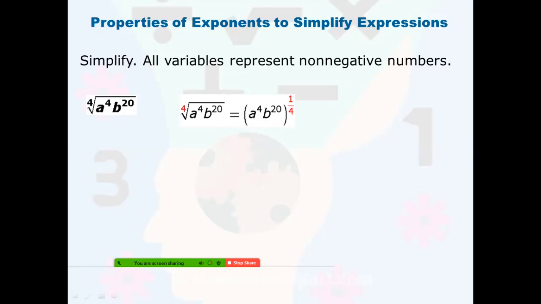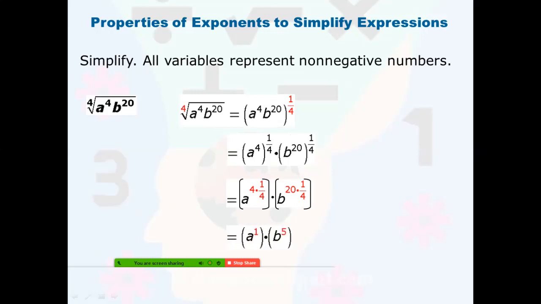So a to the power of 4 multiplied by 1 over 4. We can do this mentally as well. 4 ones are 4, you just multiply the numerator. 4 divided by 4 will give you 1. Then 20 multiplied by 1 is 20. 20 divided by 4 will give you 5. So you will have your answer as a to the power of 1, b to the power of 5.